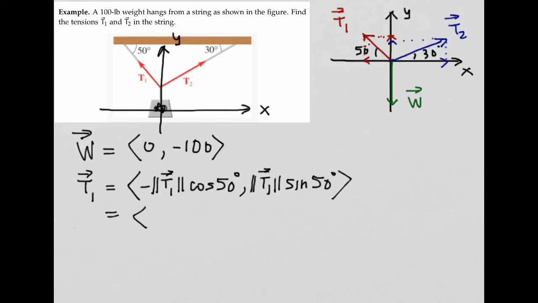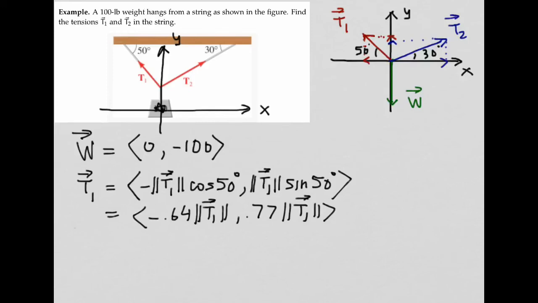Using a calculator, we see that cosine of 50 degrees is roughly 0.64. So the first component of T1 is then minus 0.64 times the magnitude of T1. And sine of 50 degrees is roughly 0.77. So the second component of T1 is 0.77 times the magnitude of T1.